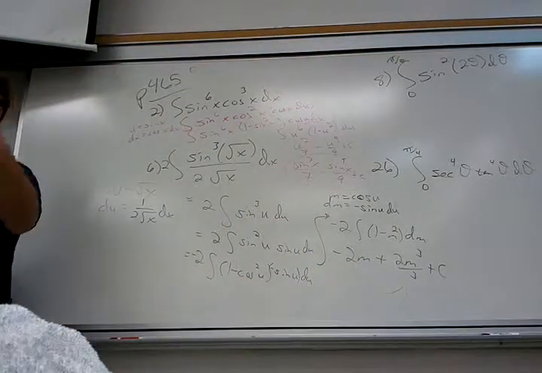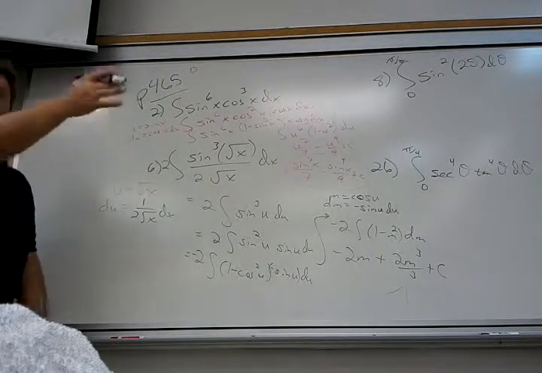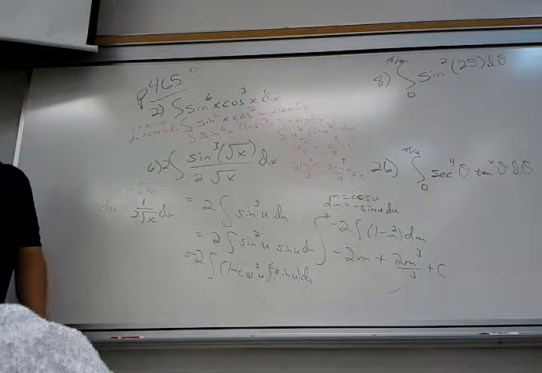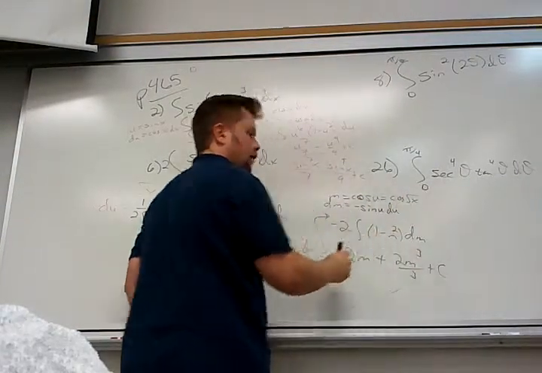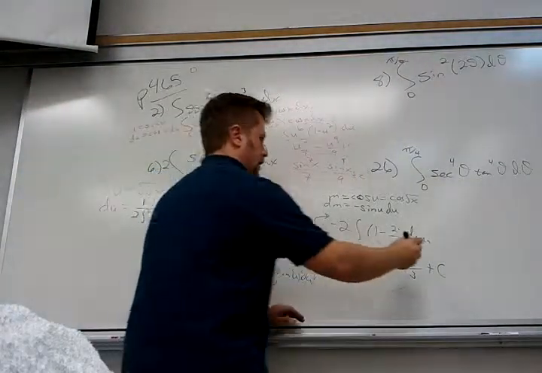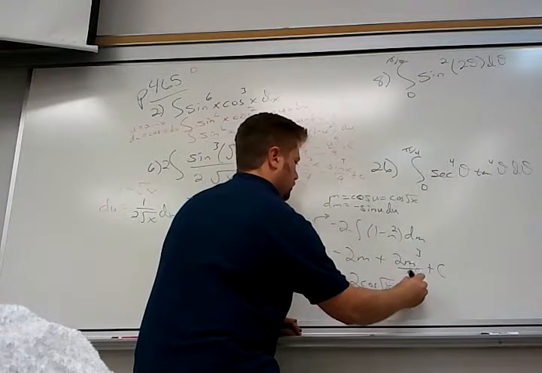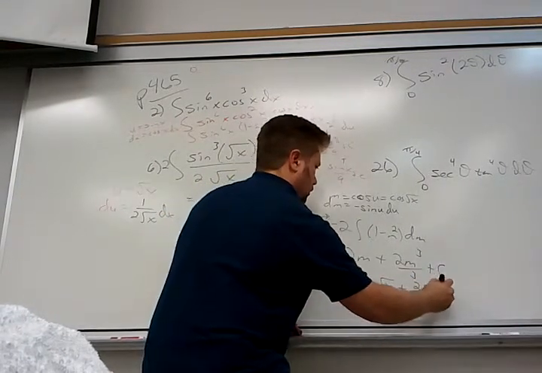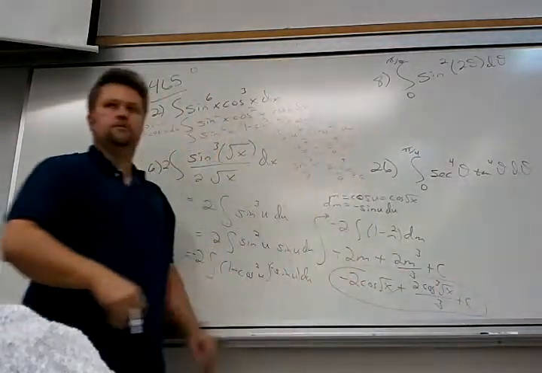And now, of course, you got to step back twice. m was cosine u, and u was square root of x. So right here, I really have to take one step back, right? u is square root of x. So now I can rewrite this as negative 2 cosine square root of x plus 2 cosine cubed square root of x over 3 plus c. Gruesome.